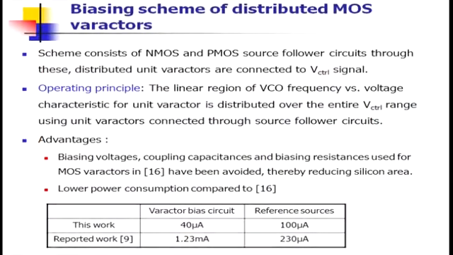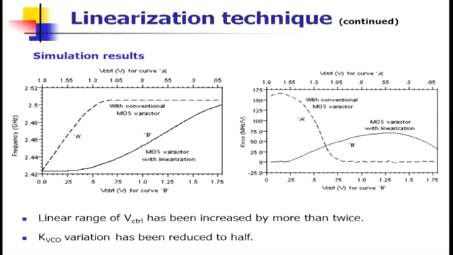Let us come to the varactor bias. The reported work says that the bias circuit is consuming 1.23 milliampere, and in our case it is 40 microampere, and the reference source, that means your current mirror, produces 100 microampere of current. So in a current mirror design, you understand that you are consuming basically 40 microampere, but it should be capable of developing this 100 microampere.